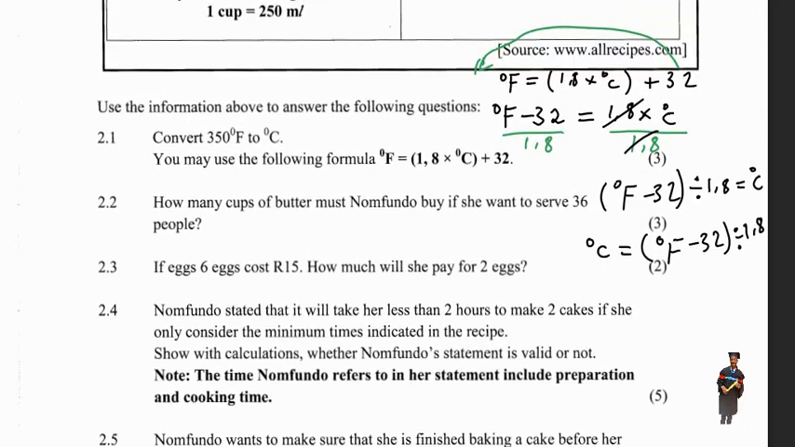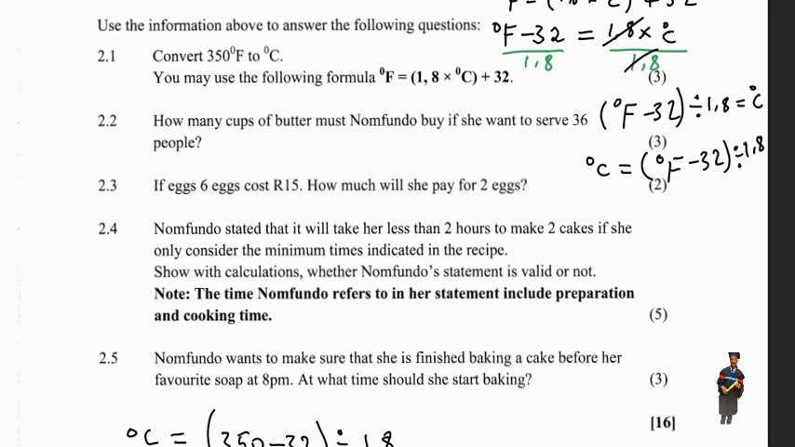176.67. So I hope you saw and understood how do we make C the subject of the formula, so that we can be able to calculate the degrees Celsius. Okay, now let's go to question 2.2.